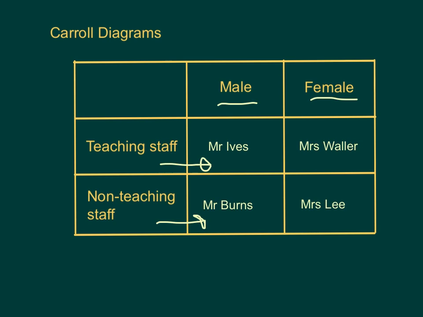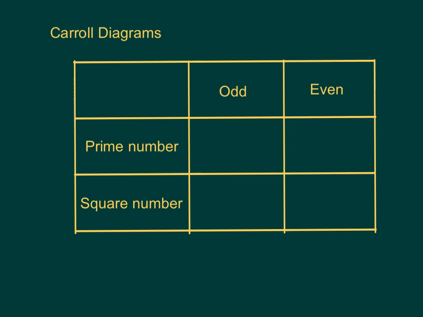Now, I wonder if you can use the same principle, but just using a numbered example. Have a go at filling in this Carroll diagram, and work out which box can only be filled with 1 number.